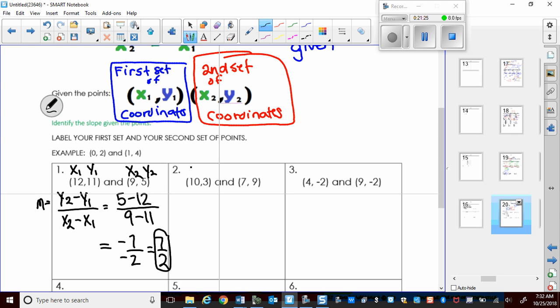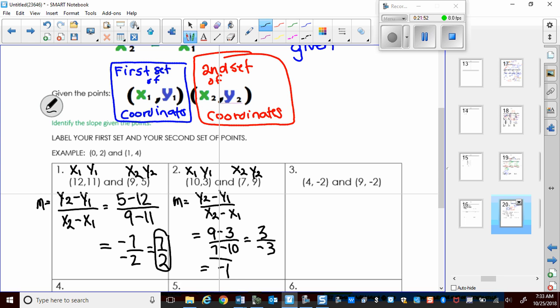Number 2, labeling x1, y1, x2, y2. So slope equals y2 minus y1 over the second x value minus the first, equals 9 minus 3 over 7 minus 10 equals 3 over -3 equals -1.